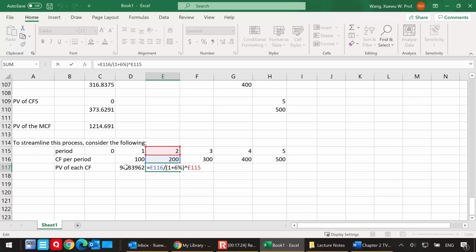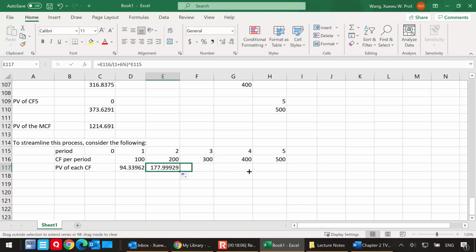So when you actually copy this formula in D117 across to E117, this is what Excel is doing. Let me decipher this process. D116 has now become E116, and then divided by 1, well, 1 is a constant, so it will be copied over, and 6% is a constant, so it will be copied over, raised to the power of, that operational sign is also copied over, and then D115 is going to become E115. So this is precisely what we're seeing here.